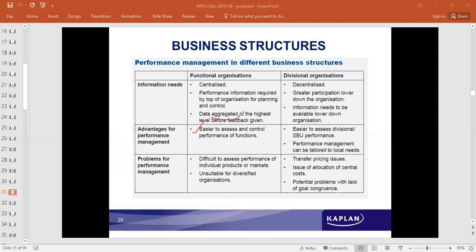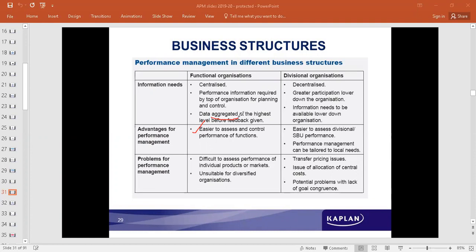Overall, as an organization, whether they've made profit or not, all can be known. But other details about at what level the performance was good or not good, what measures can be taken up to improve the performance, such kind of information is not available. So product wise, market wise performance is not known.